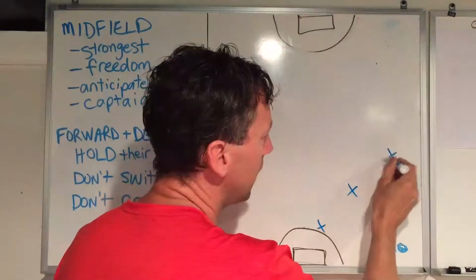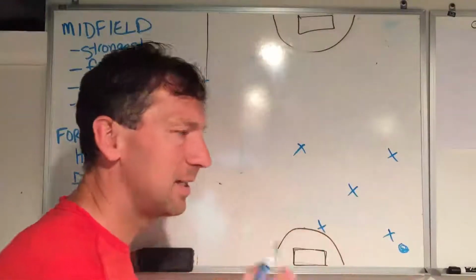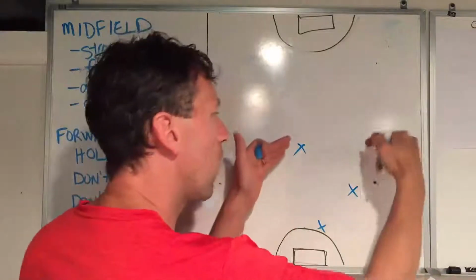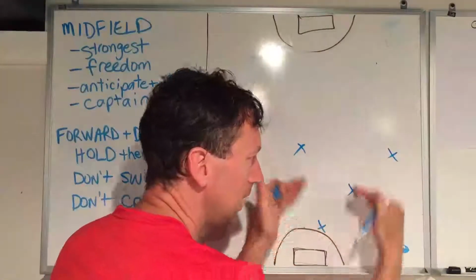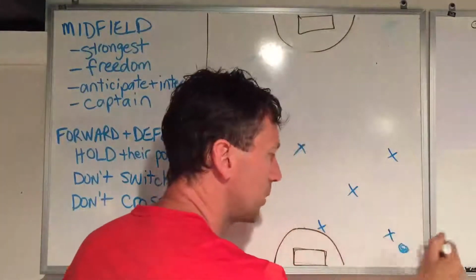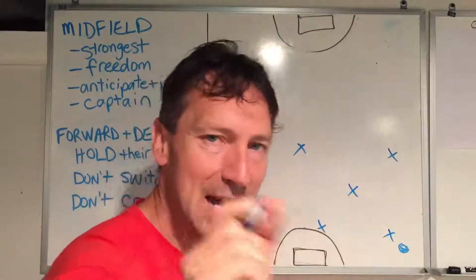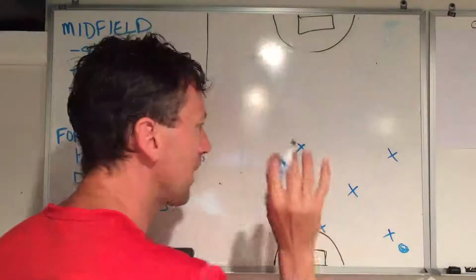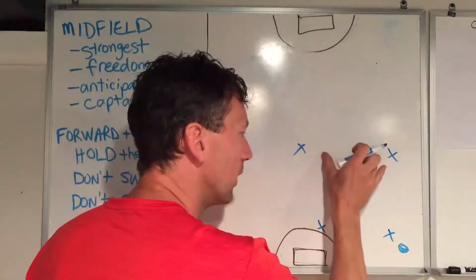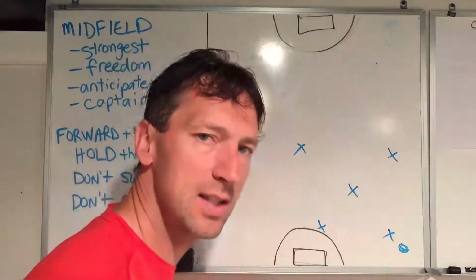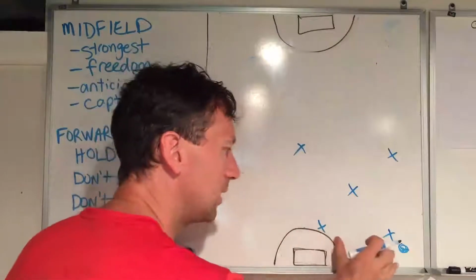And the forwards should not be coming back. This is their tendency. They will want to come back and protect the net. They will want to attack the ball. They'll want to bunch around the ball, and they'll want to protect the net. And no, they cannot do that, okay? We need to teach our forwards that they can trust the defense.